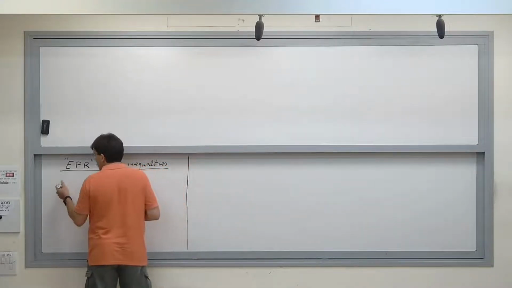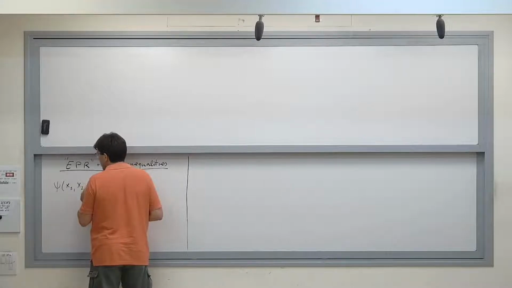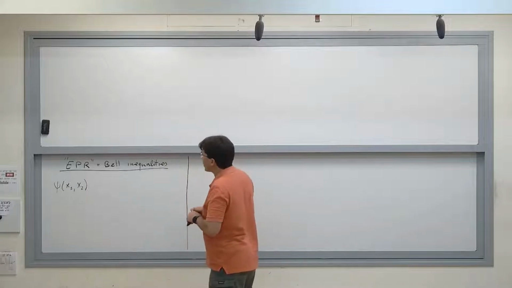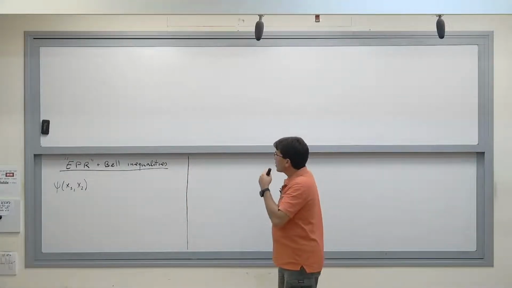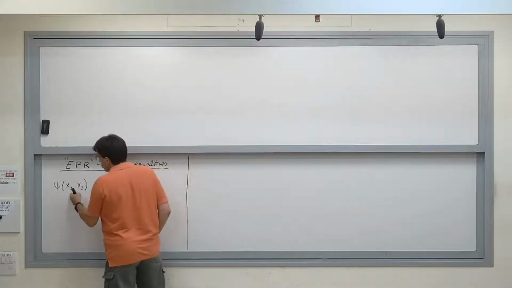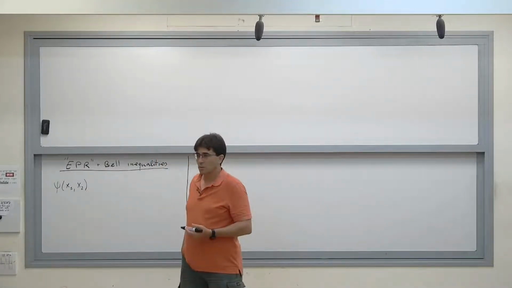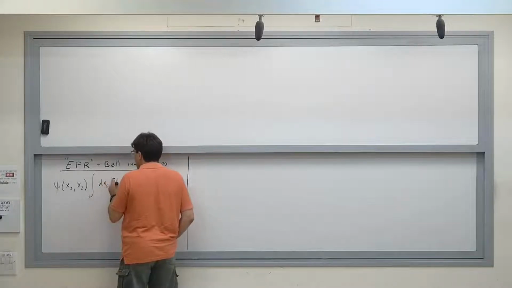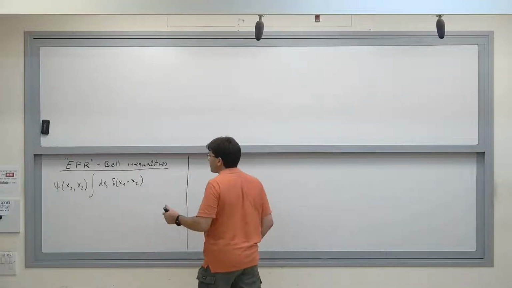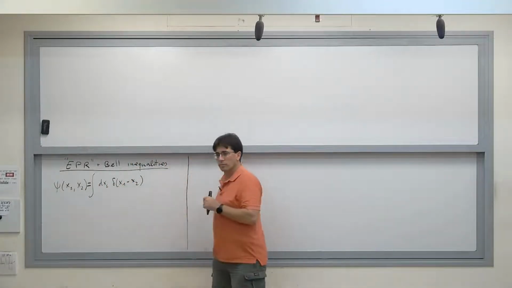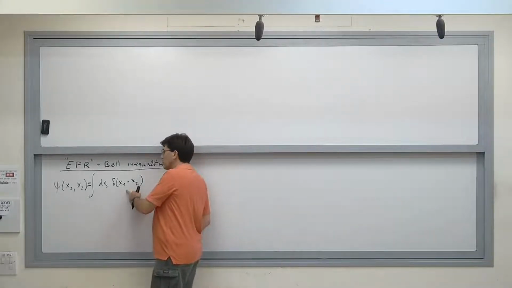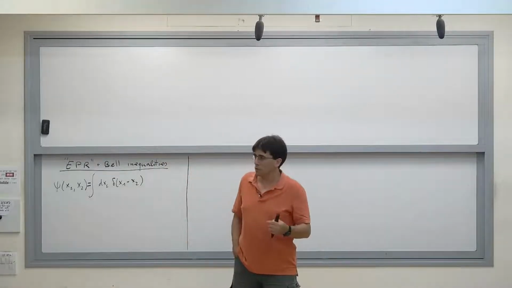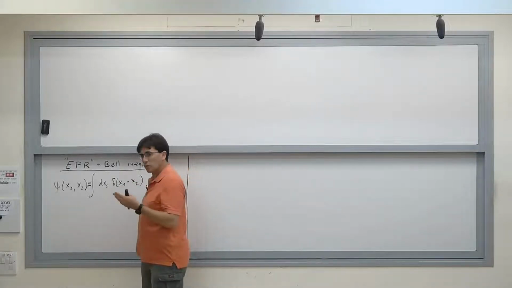the state, you could write a wave function of two particles. Suppose that we do it in the position basis. So this is what Einstein was thinking of. Two particles that are located at the same position, but you don't know where. So it's a superposition of possibilities where the two of them are at the same location, but you don't know where.